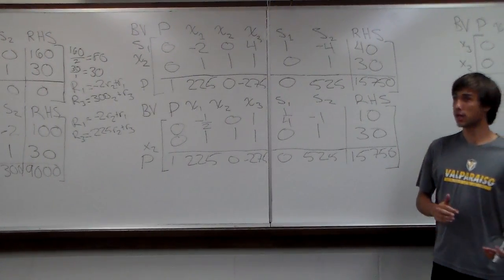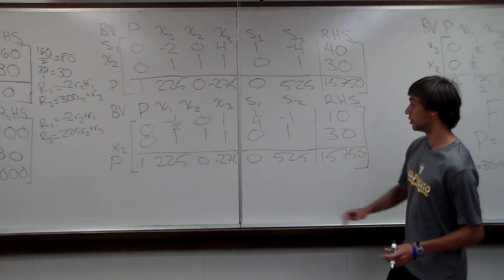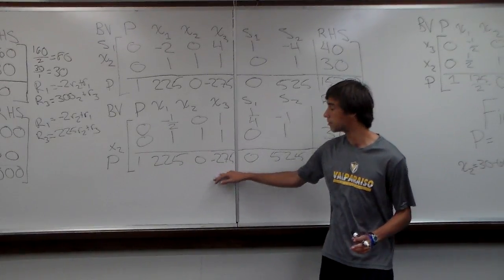So we need to pivot one more time to make sure that we have no more negative values in this objective row.